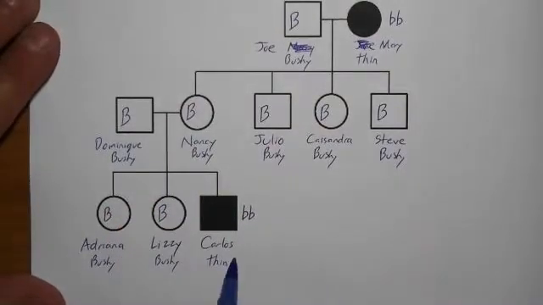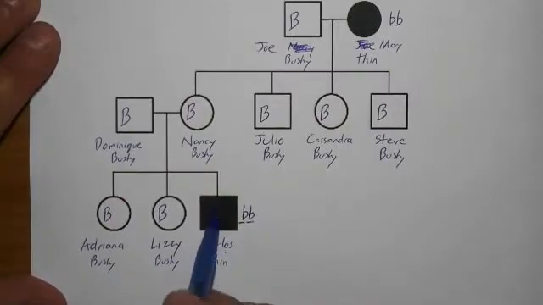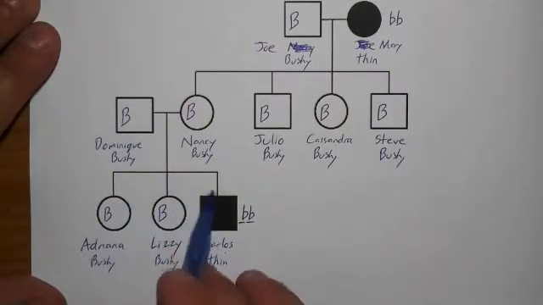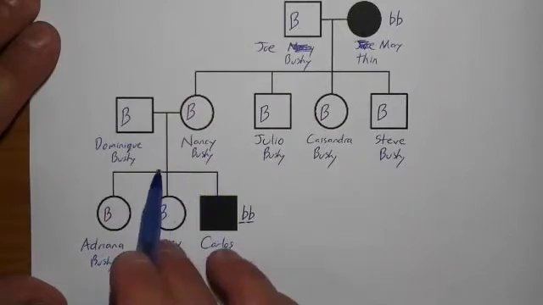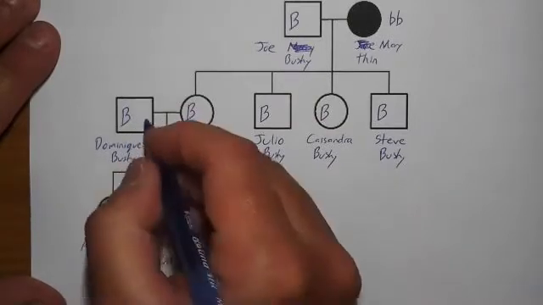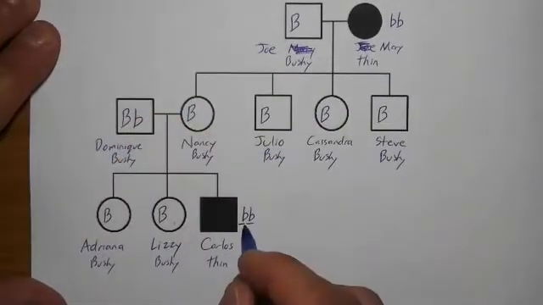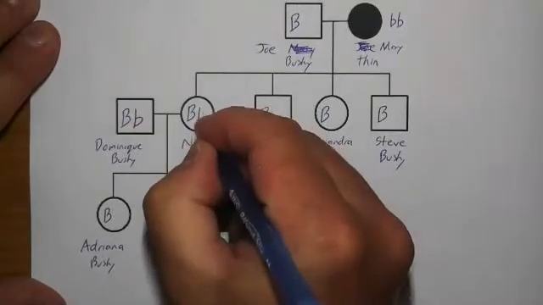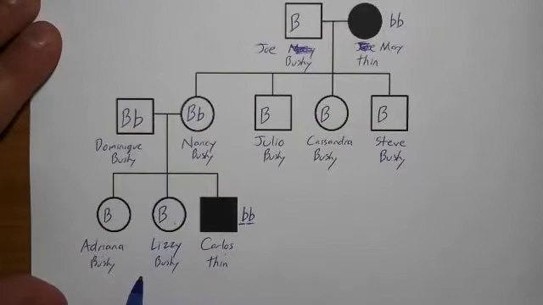Okay, so here's how it works. Carlos, if he's little b, that means he got one of these from his mom and one of these from his dad. So these people are his sisters. Adrianna and Lizzie are Carlos's sisters. He doesn't get his DNA from his sisters, he gets it from dad and mom. Well, they both gave him a little b. So that tells you that Dominique, his dad, must have had a little b in order to give it to Carlos. And Nancy, his mom, must have had a little b to give it to Carlos. So boom, we just figured out what they are right there.